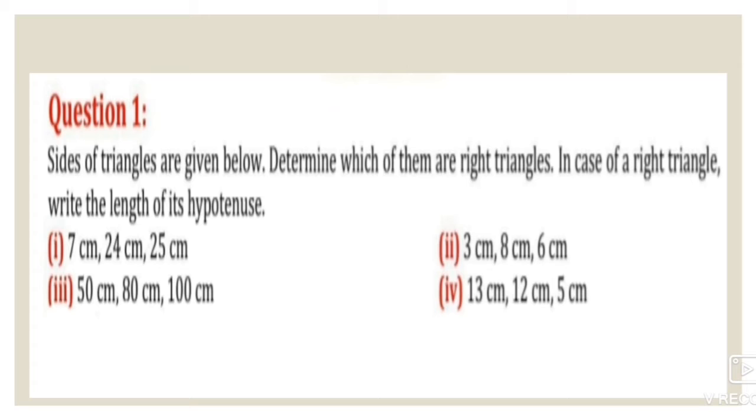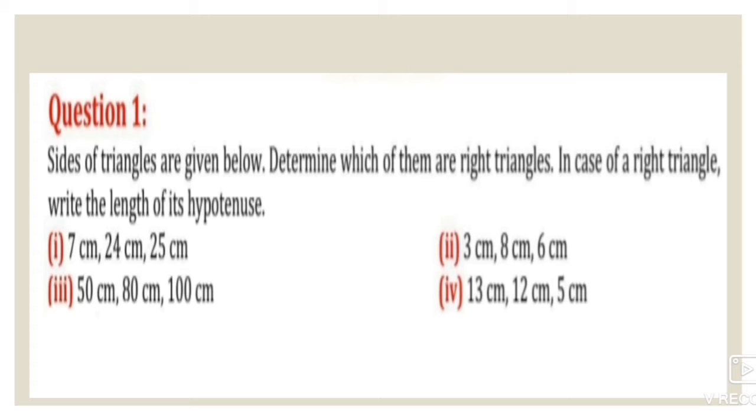Question number 1 is: sides of triangle are given below. Determine which of them are right angle triangles. In case of a right triangle, write the length of its hypotenuse. Question number 1 is 7 centimeter, 24 centimeter, 25 centimeter.